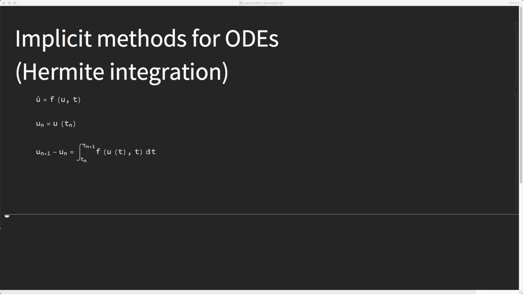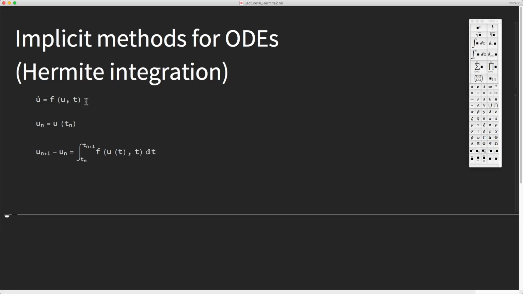rules. So let's consider a simple ODE of the form u dot equals f of u and t. So u is some function of time, and u dot is the derivative with respect to time t. And we're going to use this shorthand notation like u of tn is un.